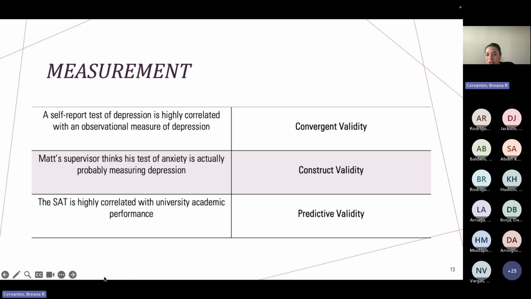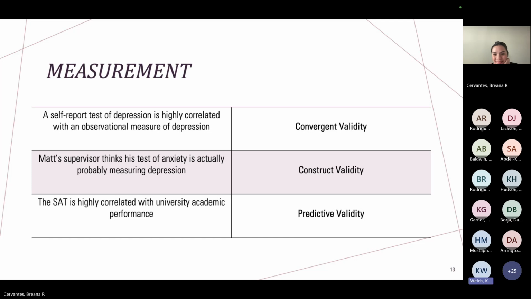Any explanations for why the SAT being highly correlated with university academic performance is an example of predictive validity? Any thoughts? Will you repeat the question, please? Yes. So why is this example over here a good example of predictive validity? How does it make sense that the SAT would be highly correlated with your later undergrad university academic performance?